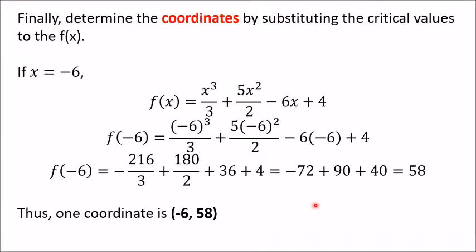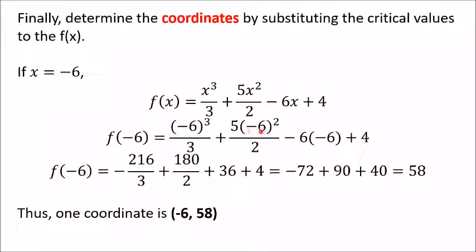Now, we will get the coordinates by substituting the critical values to the function. The original function. Here is our original function, the given. And then, let's go back to our first critical value, which is negative 6. Let's just substitute it here. So, f of negative 6, we have x cubed, negative 6 cubed over 3 plus 5 times negative 6 squared over 2 minus 6 times x, which is 6 times negative 6 plus 4. And then simplify. Negative 6 cubed is negative 216 over 3.